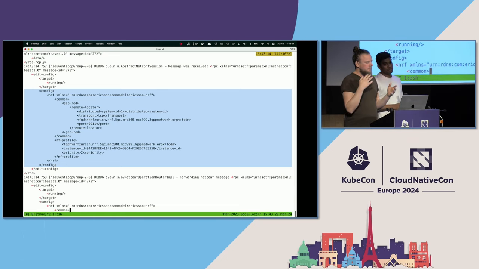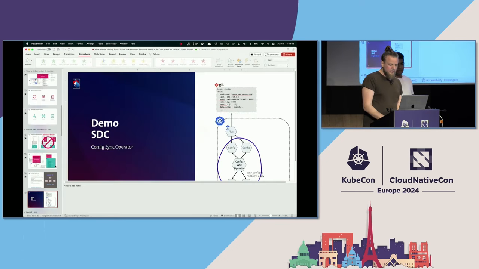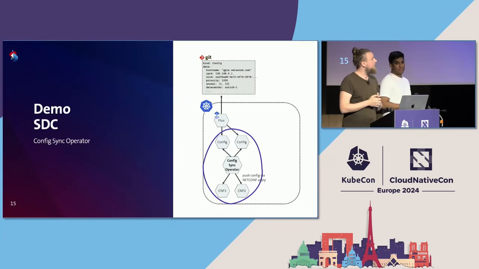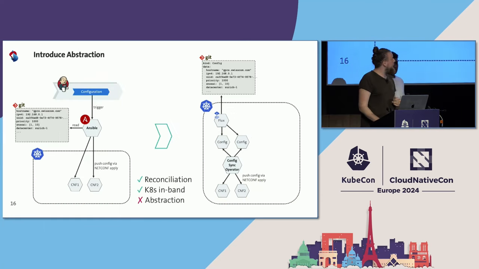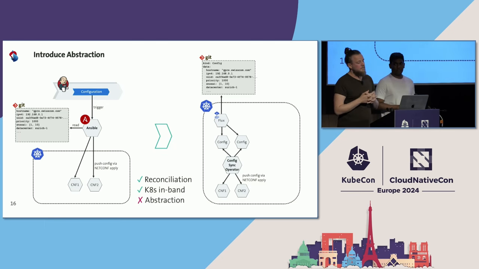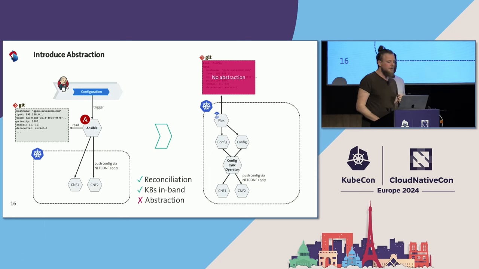So that's a very small demo on how this SDC tool works, which basically will solve this reconciliation topic for us. So remember, we solved reconciliation, and we're now Kubernetes inbound, so everything is within the cluster. But we still don't have abstraction.